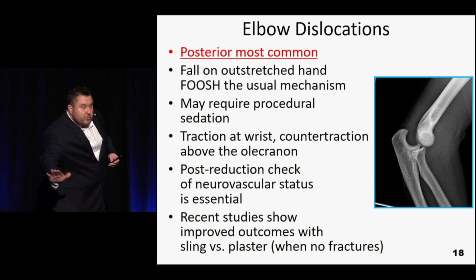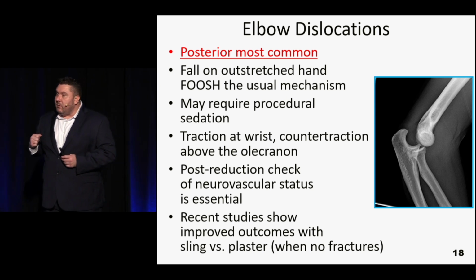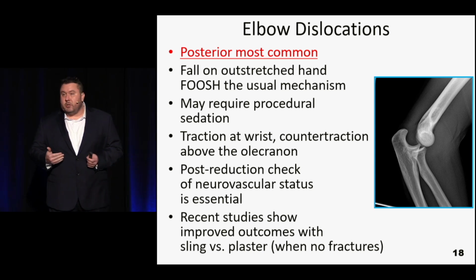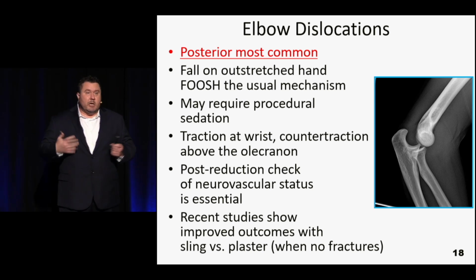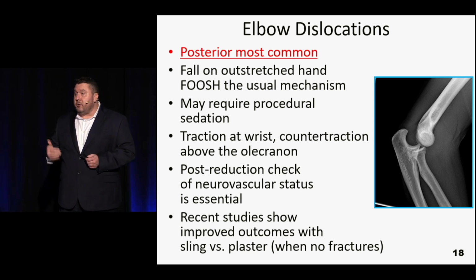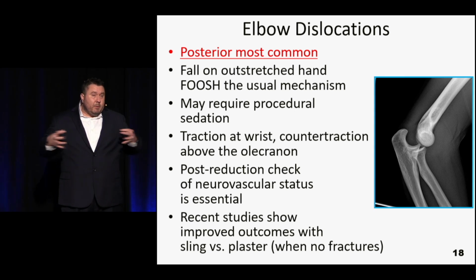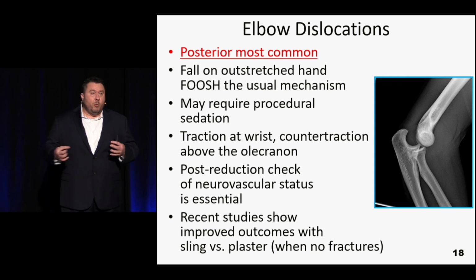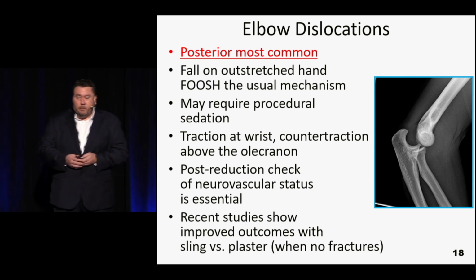They fall on an outstretched hand. They get that blunt trauma that forces the joint out of its space. Very painful, limited range of motion. Just like with shoulders, and we'll talk about knees later, we have to worry about the risk for neurovascular injury. Elbows do have a high risk for injury of the brachial artery because when we displace that structure, move it out of its normal joint space, we definitely can tear or put more tension on those vessels.